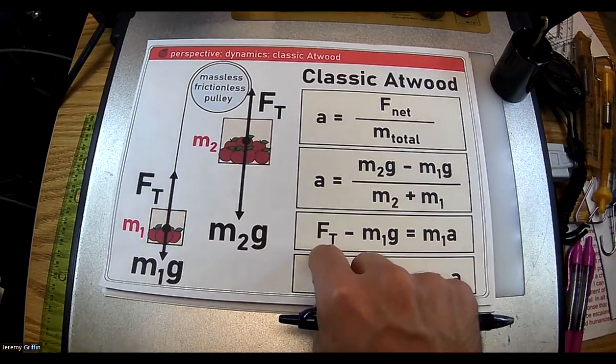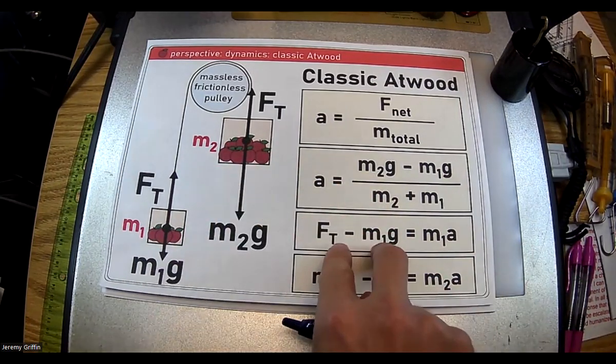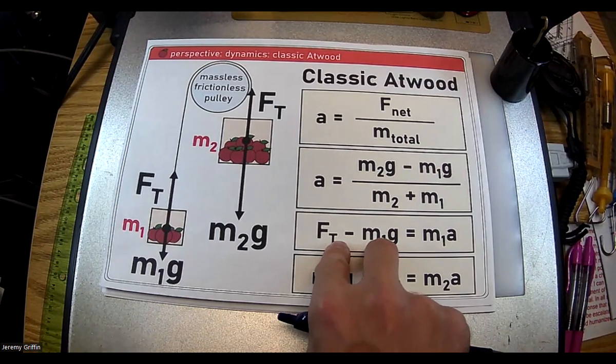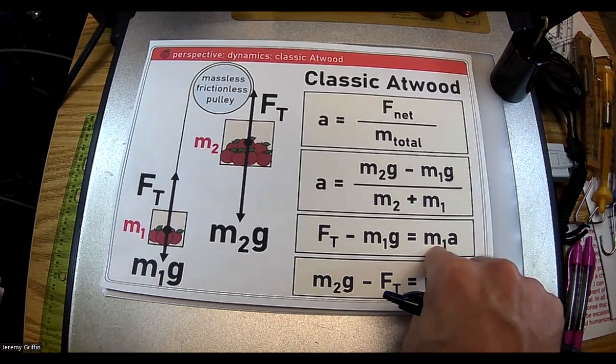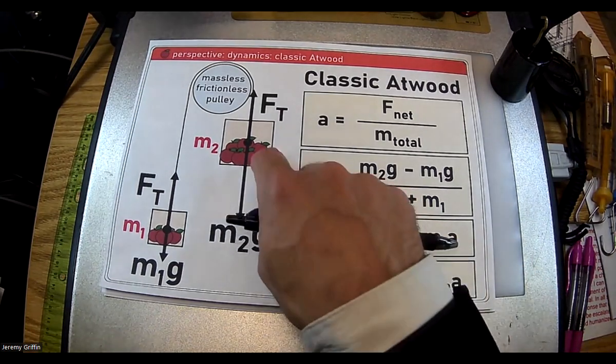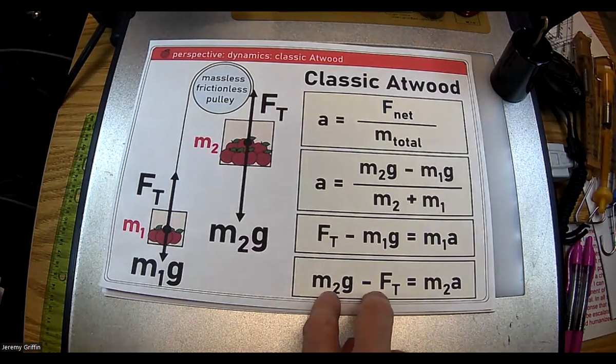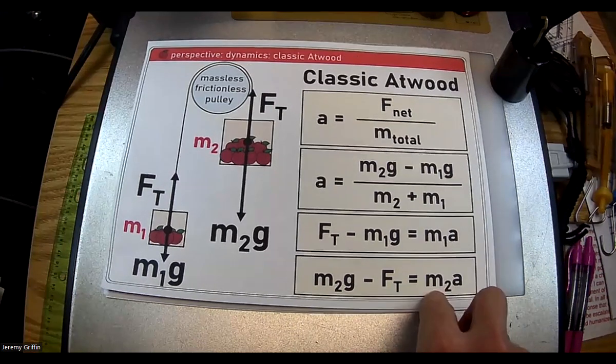So here's for mass 1. Well, the difference in those forces is the net force. Up minus down is the net force. Net force drives mass times acceleration just for that specific block. Okay. And the other block, similar story. The weight down minus the tension up drives mass times acceleration for the second block specifically.